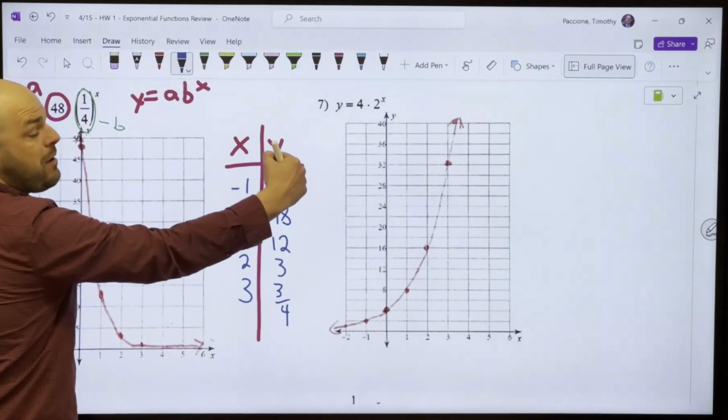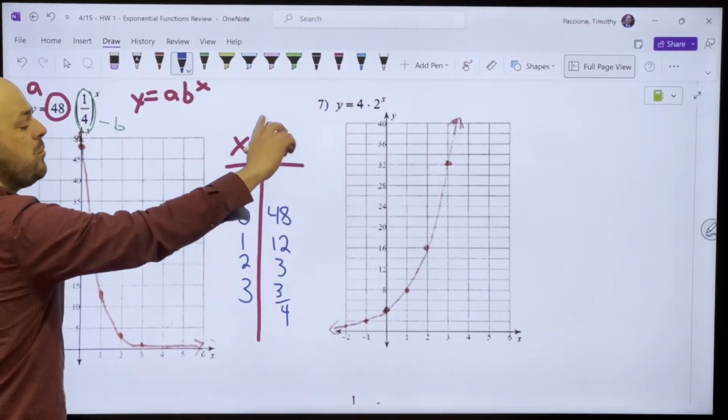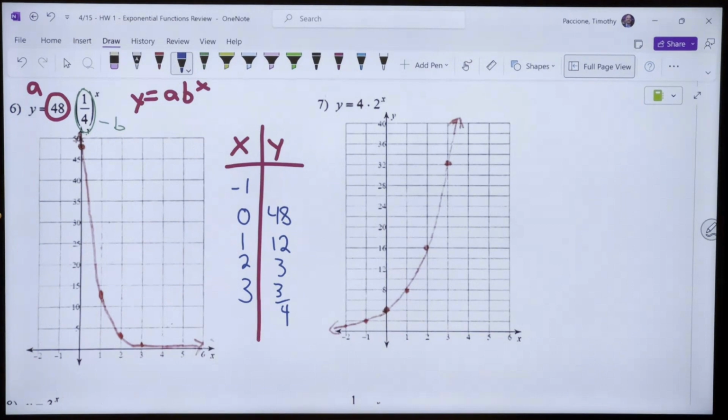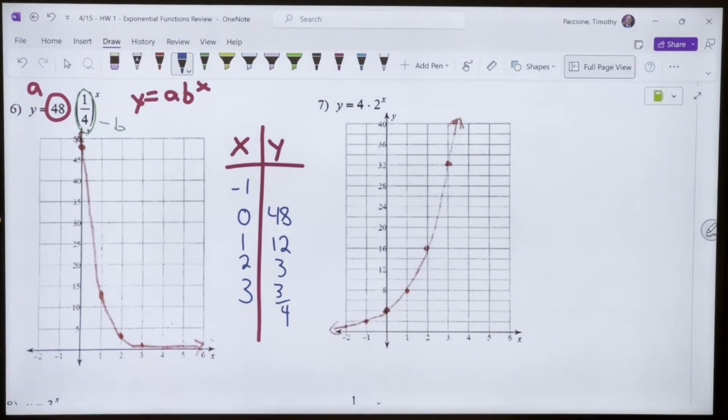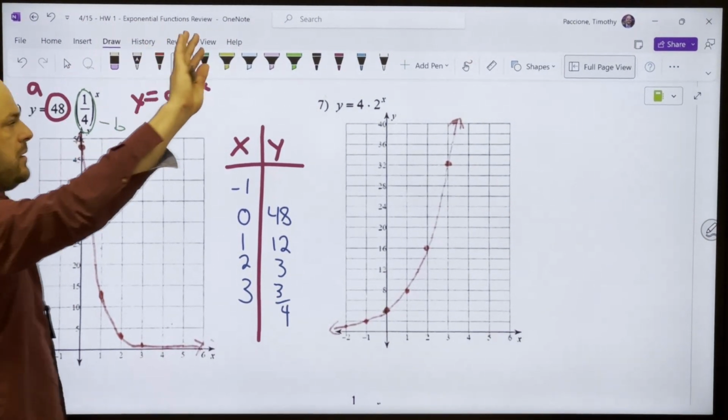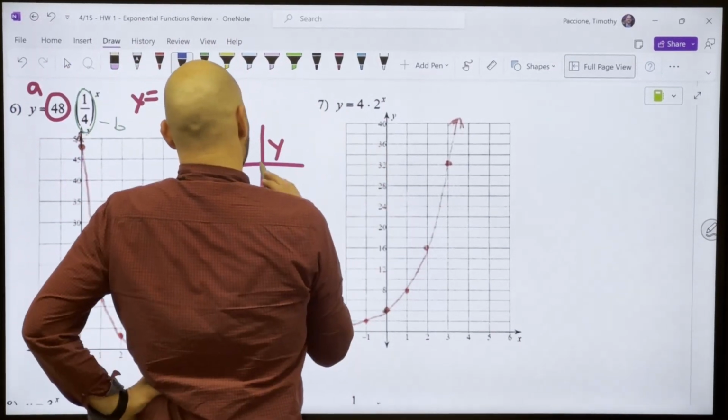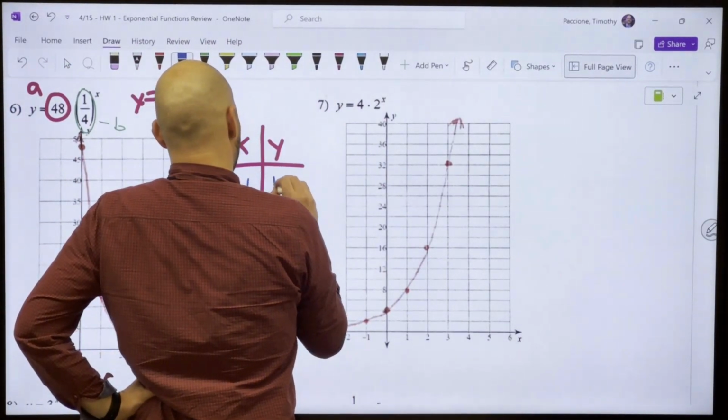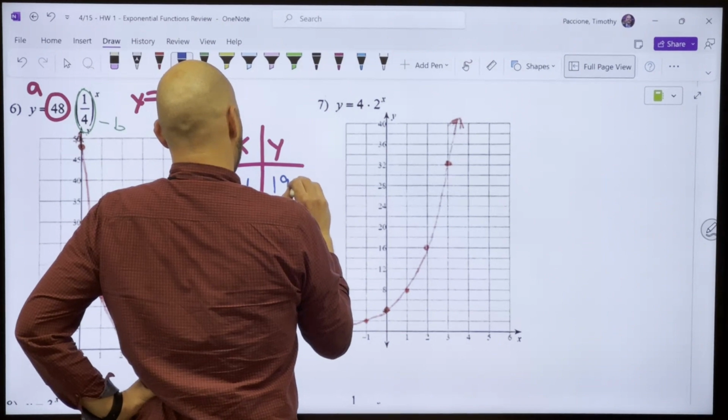If I wanted to go backwards, I multiply by 4. By 4? Yeah, by 4. Yeah, because it's dividing by 4. So instead of going down by dividing by 4, I would multiply up by 4. 192. Yeah, 192.